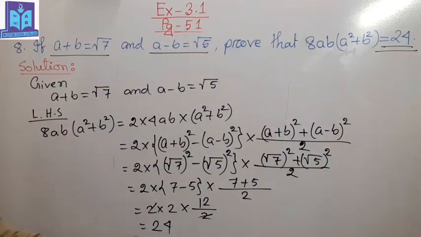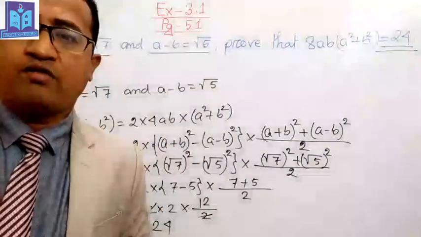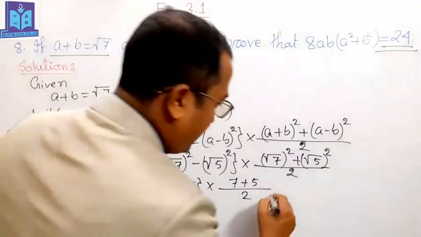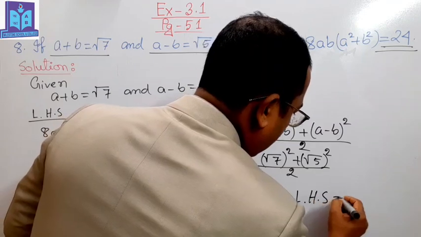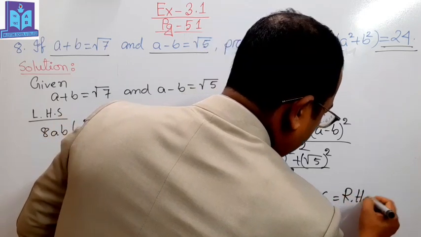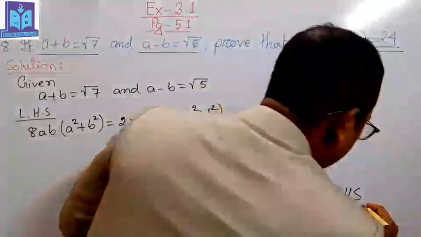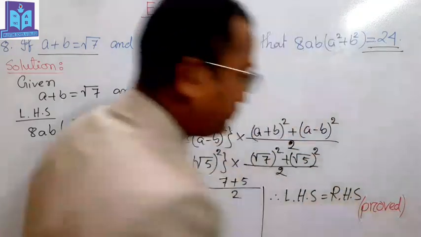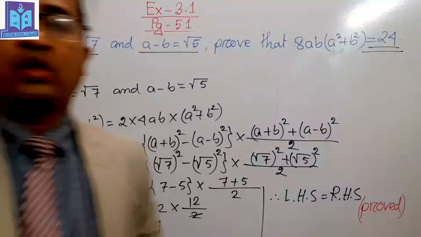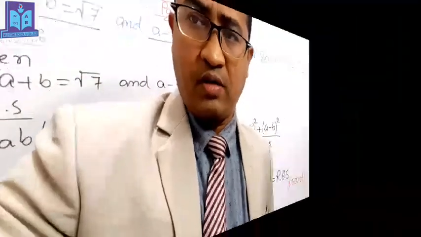So we can say left hand side is equal to right hand side. Therefore left hand side equals right hand side. Now let's go to the next math.